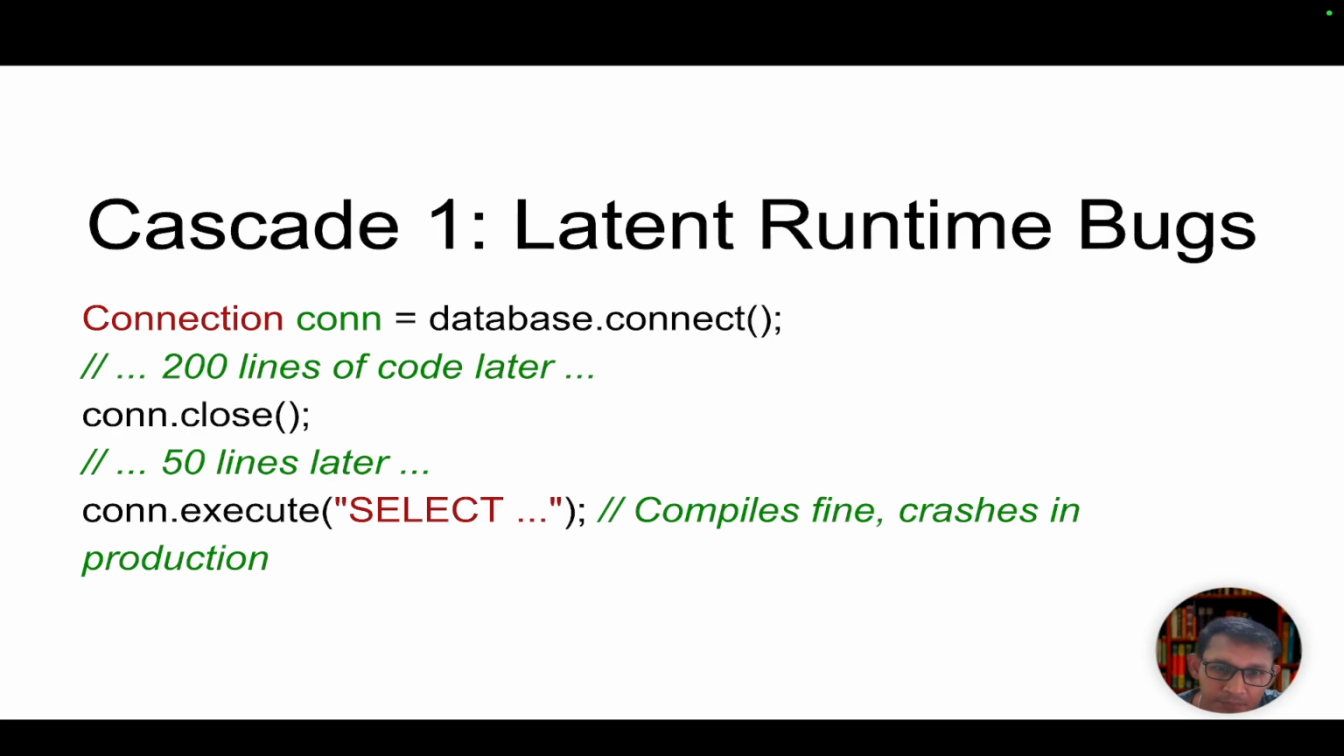Consider this scenario. You open a database connection, and 200 lines of code later, you close it. Then 50 lines after that, you try to execute a query on the closed connection. The code compiles fine but crashes in production. The bug is created in one place, but the failure happens somewhere else entirely, potentially hours later in production. The stack trace points to the symptom, not the cause.